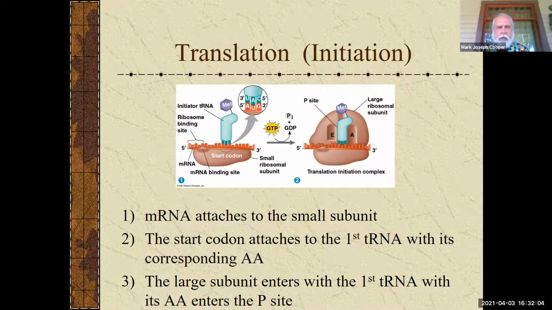So that's there. Then what happens when that's sitting there, the large subunit comes over, and the first transfer RNA with its corresponding amino acid slides into the P site.